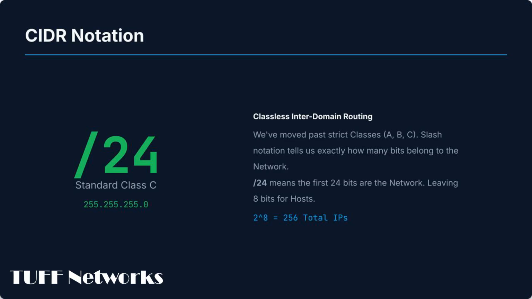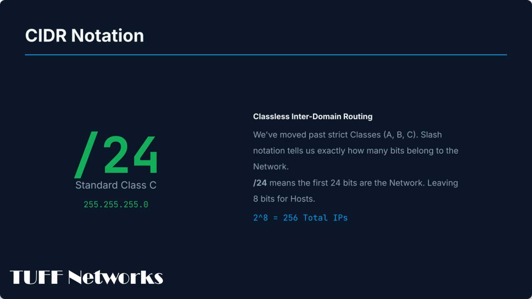If you see /24, it means the first 24 bits of the mask are turned on, ones. Since there are 32 bits total, that leaves 8 bits for hosts. If you have 8 bits for hosts, you calculate the available addresses by taking 2 to the power of 8. That gives you 256. However, you can't use all of them. The very first address is the network ID, the name of the street. The very last address is the broadcast address, how you shout to everyone on the street at once. So a /24 network gives you 256 minus 2, or 254 usable IP addresses.